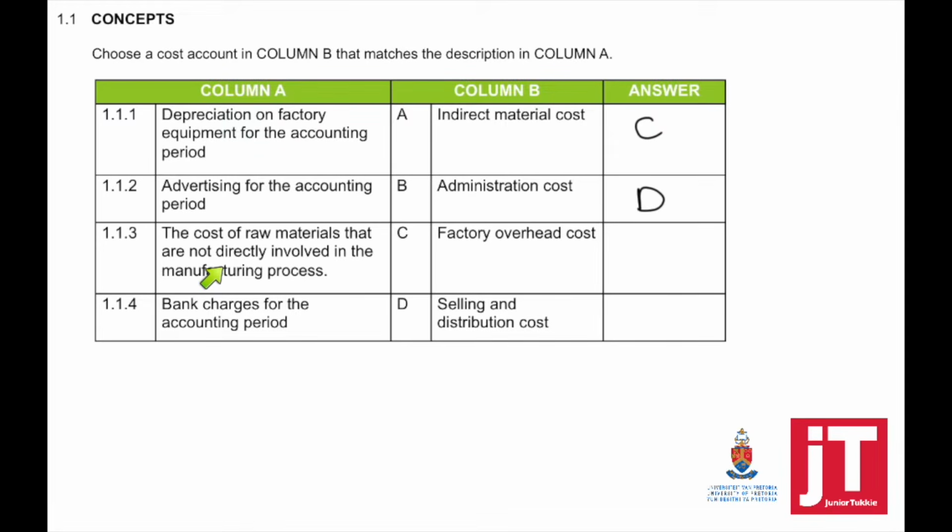1.1.3, the cost of raw materials that are not directly involved in the manufacturing process, is number A. It forms part of my indirect material cost. 1.1.4, bank charges for the accounting period, is number B. It forms part of my administration cost.